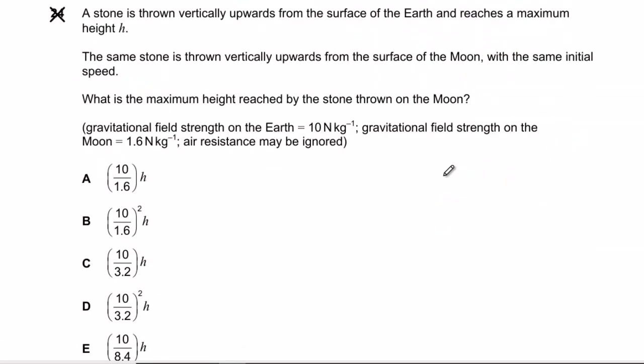Stone is thrown vertically upwards from the surface of the earth and reaches a maximum height h. Same stone is thrown vertically upwards from the surface of the moon with the same initial speed. What is the maximum height reached by the stone thrown on the moon?